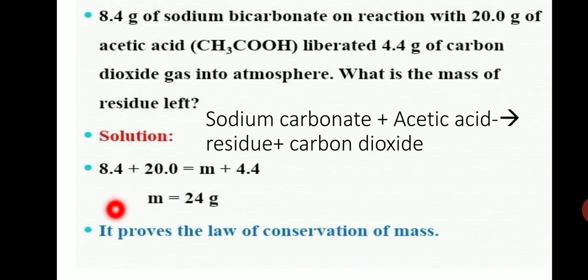So we can say that it proves the law of conservation of mass, and the value of the mass of the residue we got.